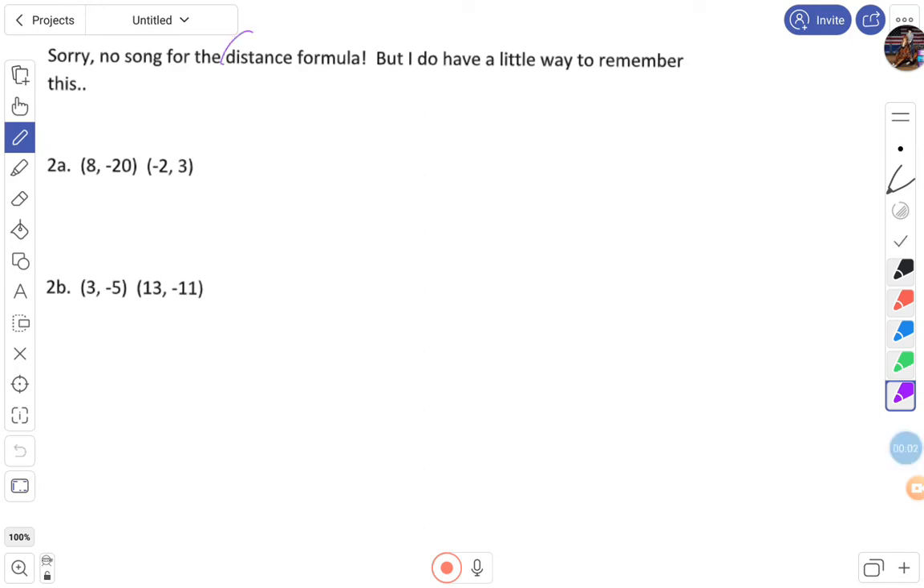Welcome to the second half of 9-1. Today we're going to talk about the distance formula. I don't have a fun song today, but I do have a way that you can remember this formula. We're going to draw a face.